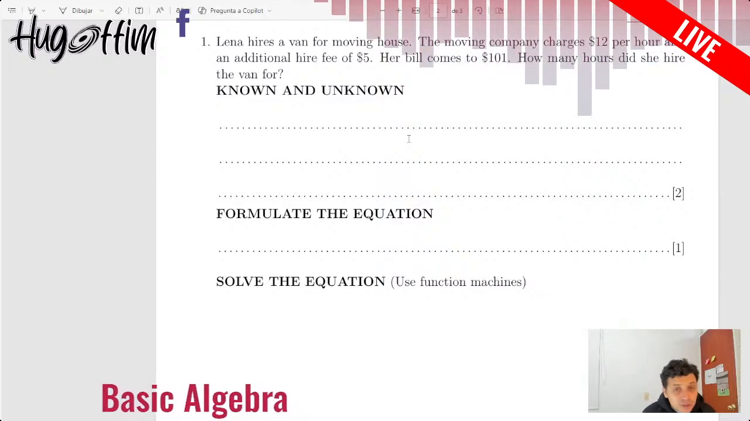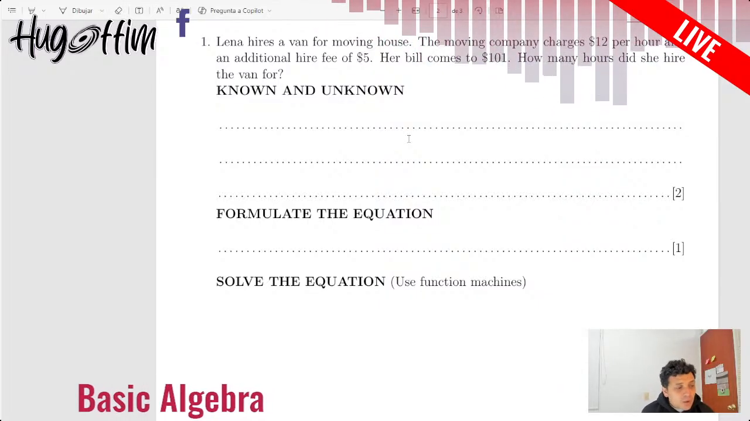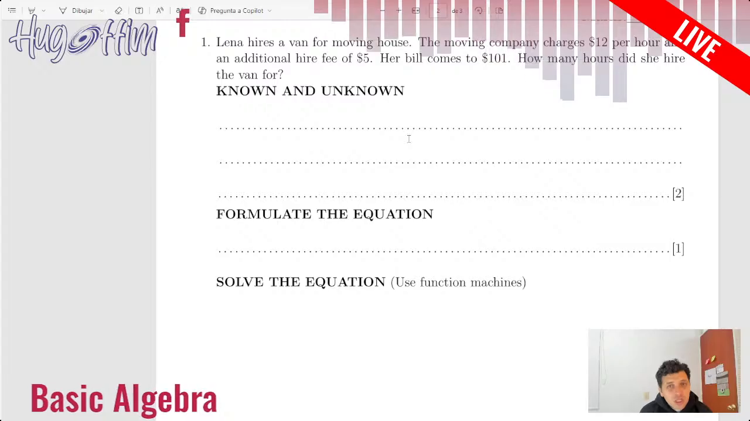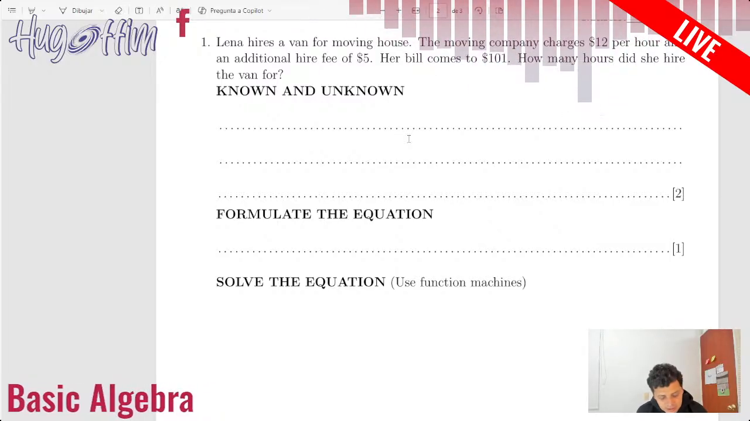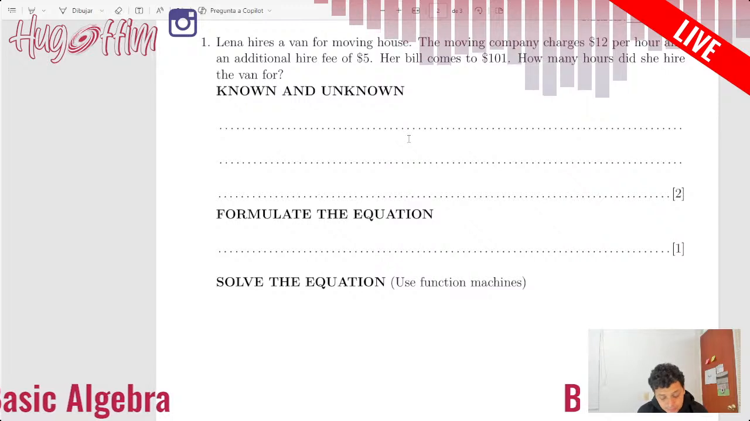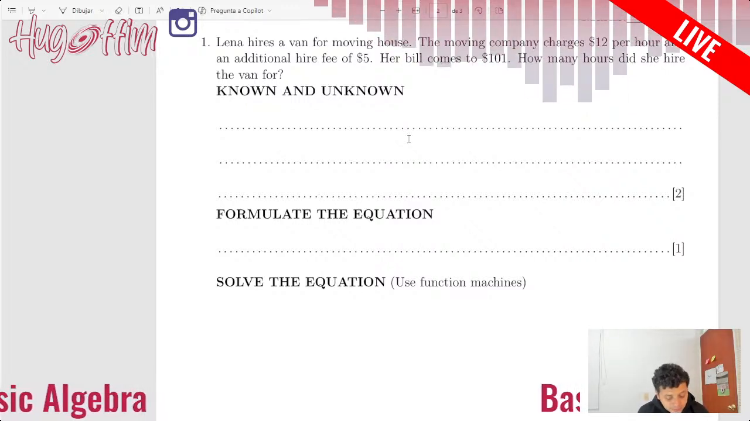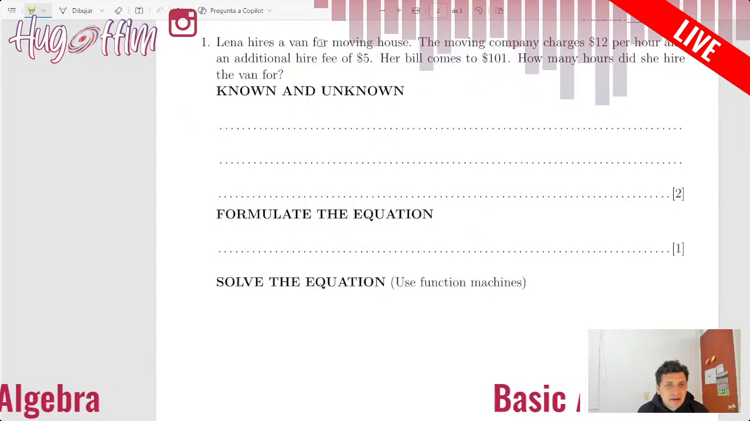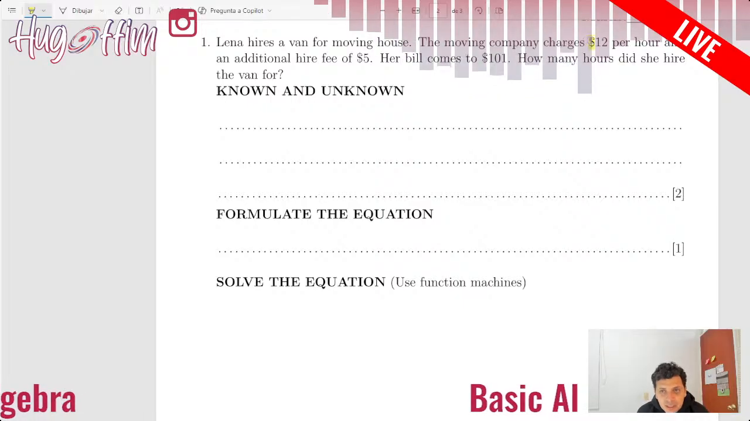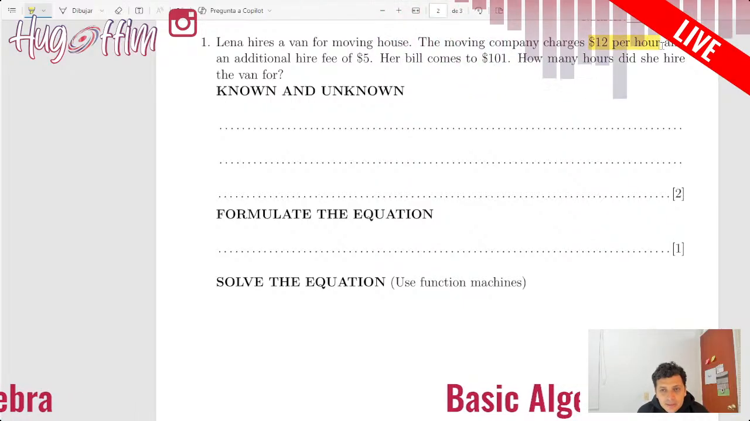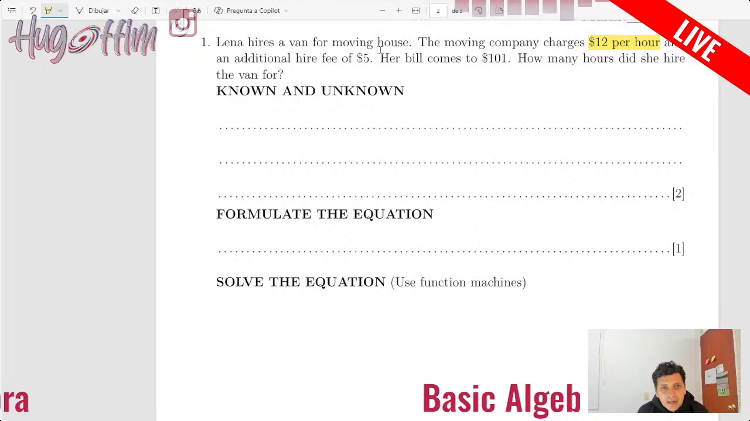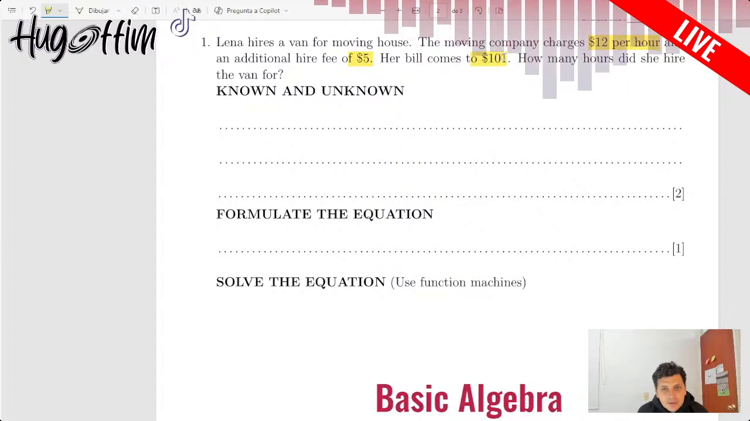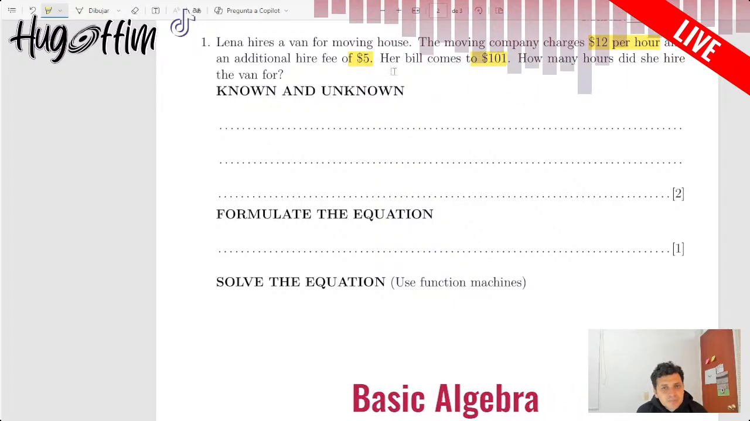So the idea first is to identify known and unknown. What I want you to identify when you read this question is the known and the unknown. The known is the simplest because you just need to read the question, and while you read it, you need to find where the data is. The moving company charges, look at that, here is one data, and the additional hire fee of $5. It comes to 101. Okay, I already found this data.